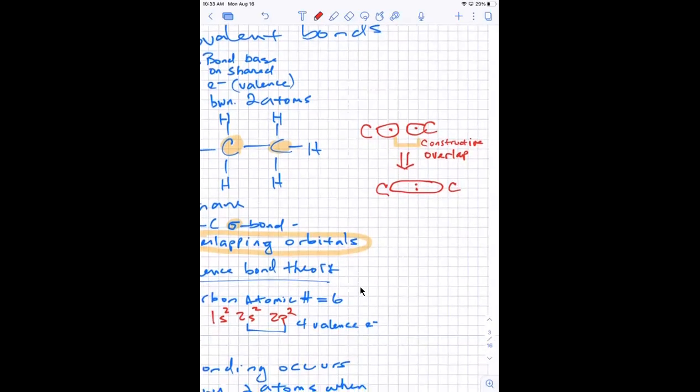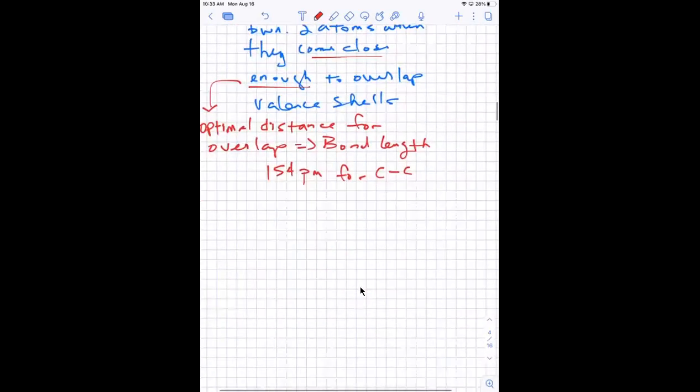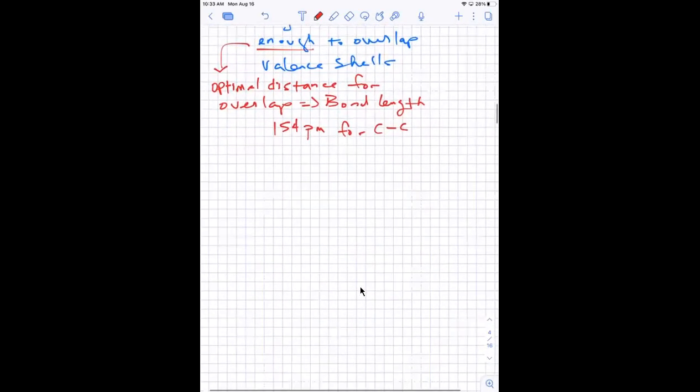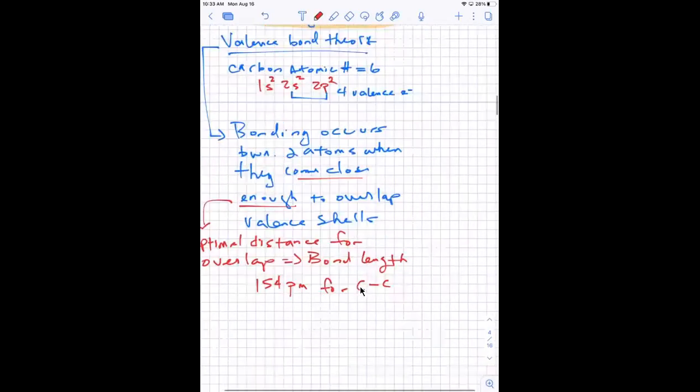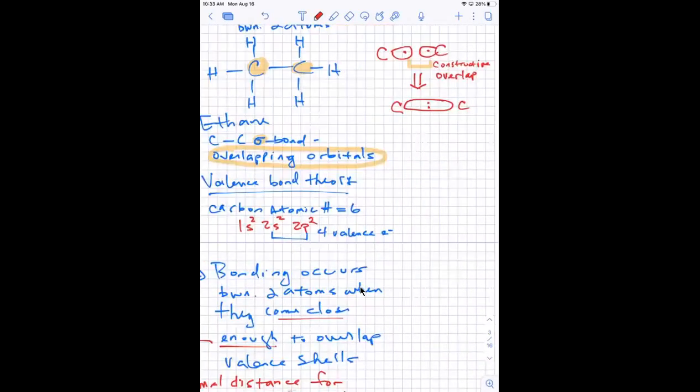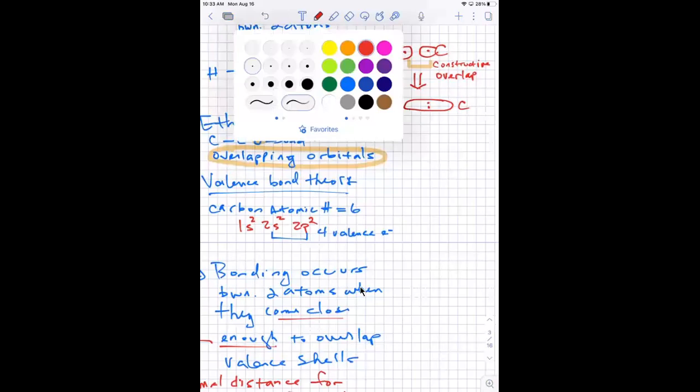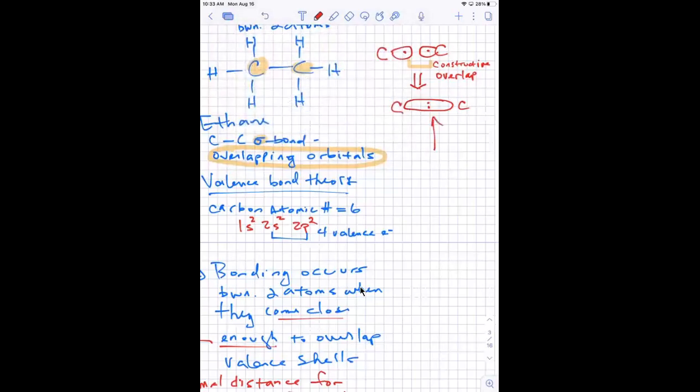So let me backtrack. We go back down here. This is an example of valence bond theory, where two carbon orbitals come together, get close enough to overlap, they overlap, the orbitals combine, and you get a covalent bond. That's what this is an example of. I have a question. Go right ahead.